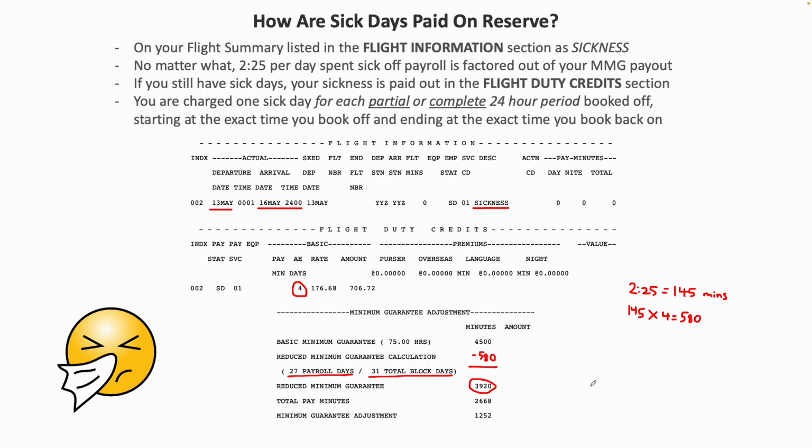But fear not, we are paid for that time taken off payroll if we have sick days. You can see that by looking under flight duty credits. In the AED days column, you can see that 4 days are being paid for with index item number 2. There is a rate generated per day related to my sick time, and 4 times that number equals $706.72. So I have been paid for my sick time since I had sick days. It's just separated from my minimum monthly guarantee.